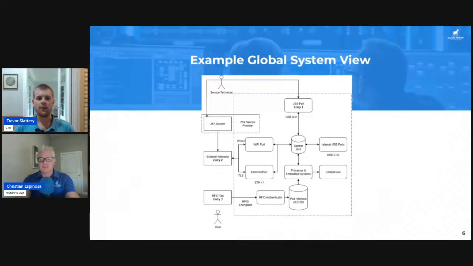This is an example of a global system view that could also be used for threat modeling. I know I mentioned earlier that oftentimes there's going to be a fair amount of overlap here. And what we're trying to do is capture the physical components, the logical components, as well as the data flows between them. Now, this is adhering to the DFD3 standard, which is required for threat modeling documentation, but is not required for global system views.